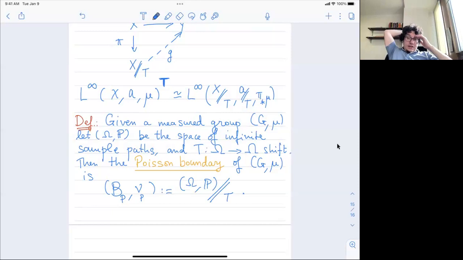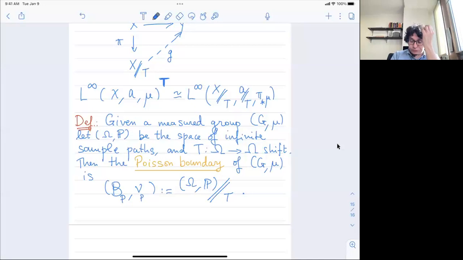So again, this is not really explicit in any way, unfortunately. That's just how it is. But it shows that there is a connection between harmonic functions and this theory of measurable partitions and this universal quotient that was introduced by Rokhlin.